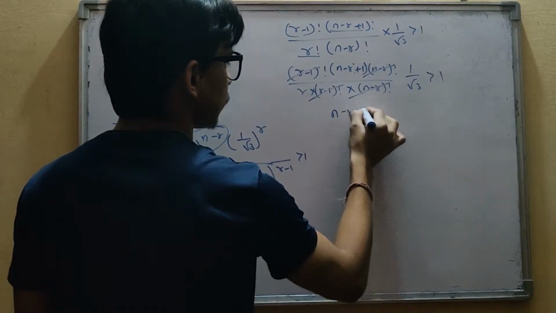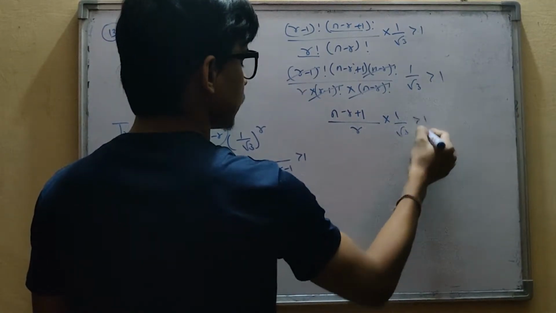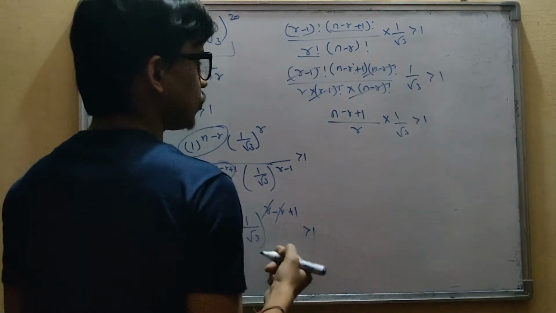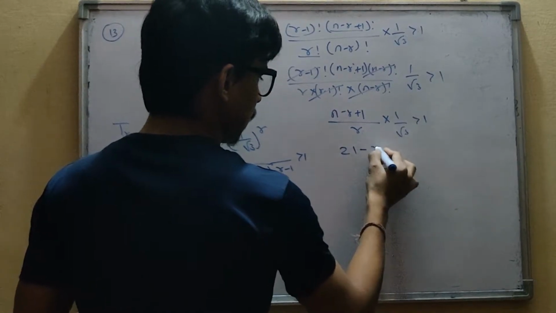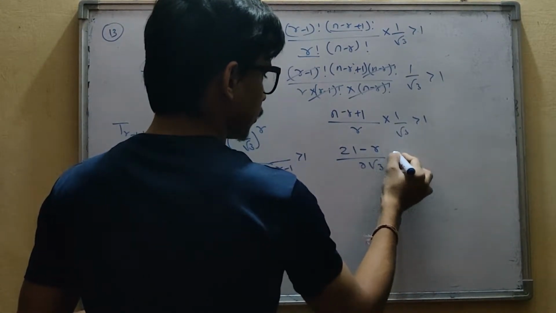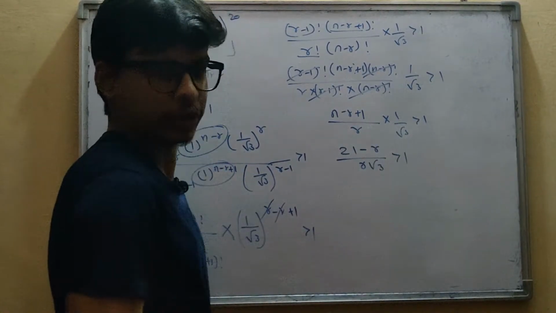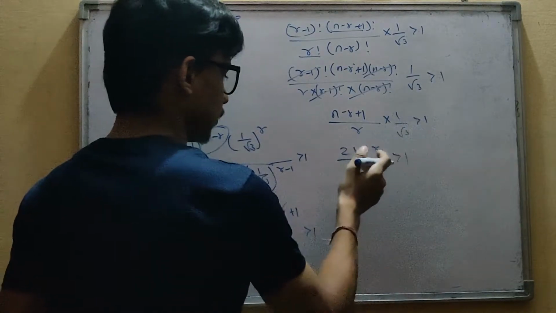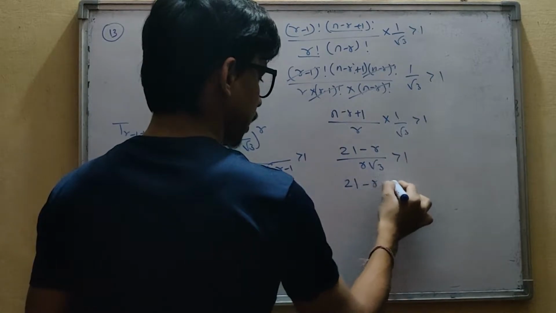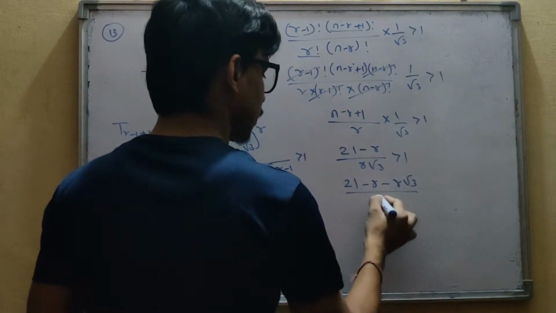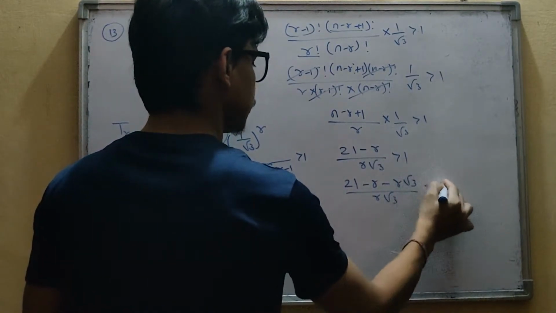Now n minus r plus 1 upon r into 1 upon root 3 is greater than 1. So what is the value of n? n is 20. So 20 plus 1, 21. So 21 minus r upon r root 3, that should be greater than 1. Now you cannot do cross multiplication in inequalities, so you have to take one from right hand side to left hand side and you have to subtract them. So 21 minus r root 3 upon r root 3, that is what we are going to get. Okay, so this is greater than 0.